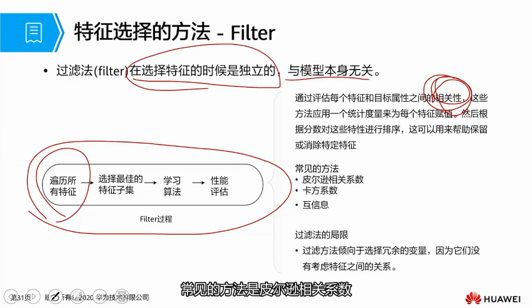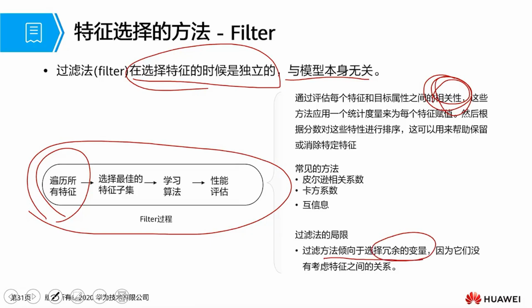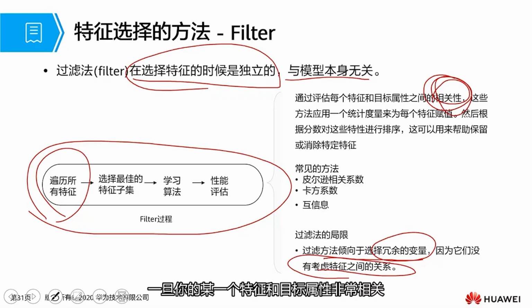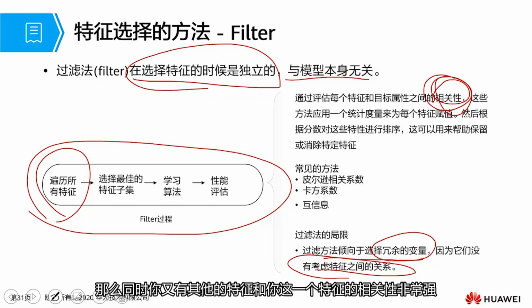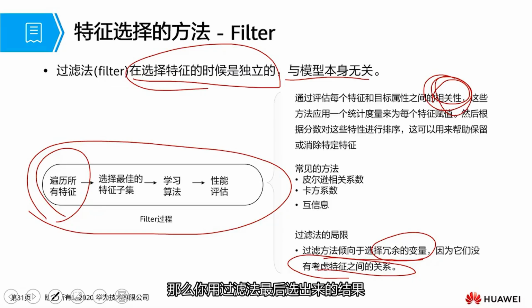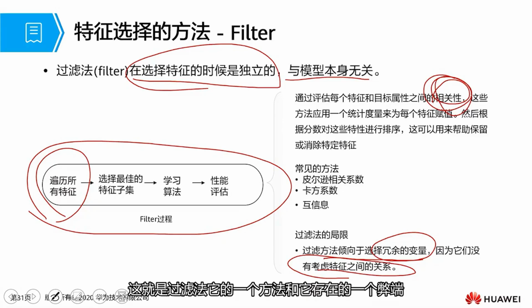The common methods are the Pearson correlation coefficient, Kappa coefficient, mutual information and other methods. The limitation of the filtering method is that it tends to select redundant variables. It does not consider the relationships between features. Once one of your features is highly related to the target attribute, and you have other features that are highly correlated with this feature, the filtering method will select all of these features in this round. So actually, the set of features you have selected is still very redundant. This is the filtering method, its approach, and its drawback.